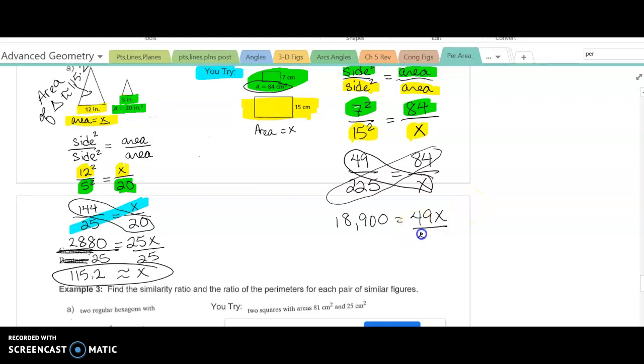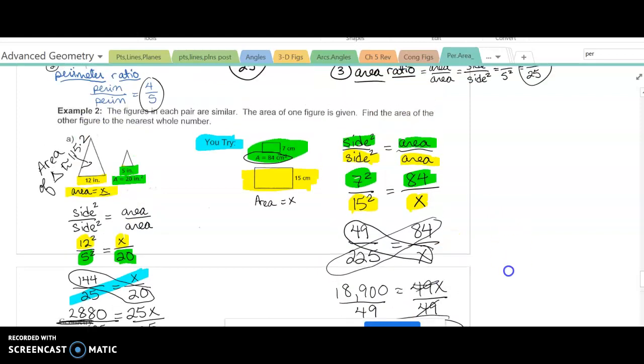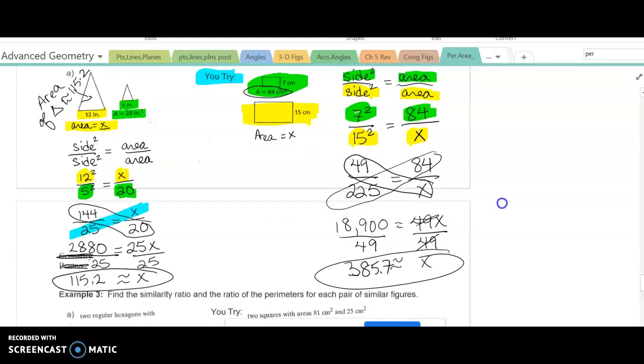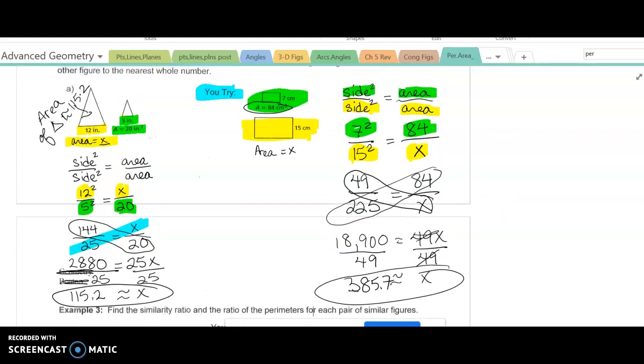So to get x by itself, we're going to divide both sides by 49, and that gives us 300. That cancels out, and we get approximately 385.7. Did it say what to round to? To the nearest whole number. I didn't round the last one either. So that one should have been just 115, and this will be 386 to the nearest whole number.